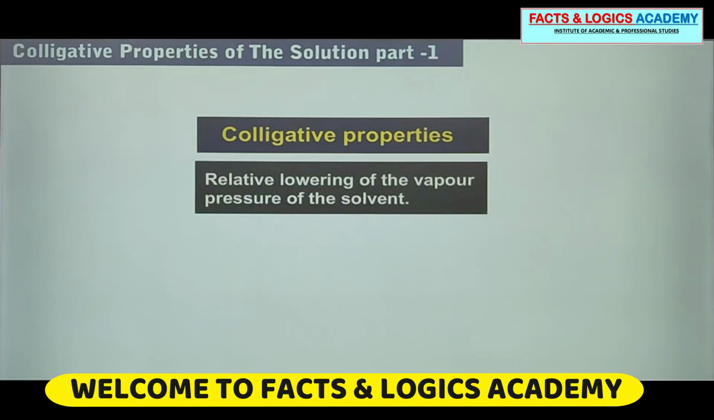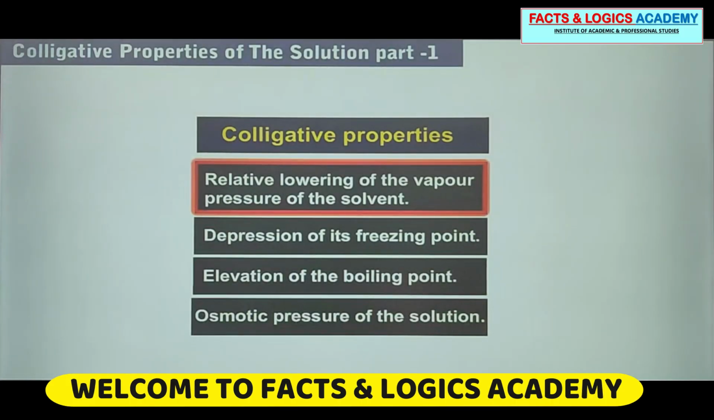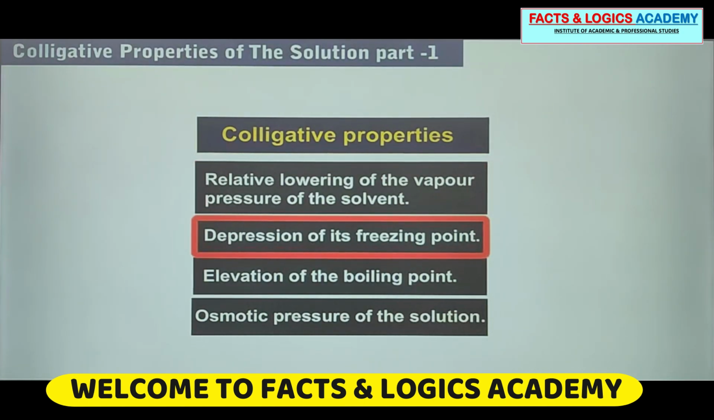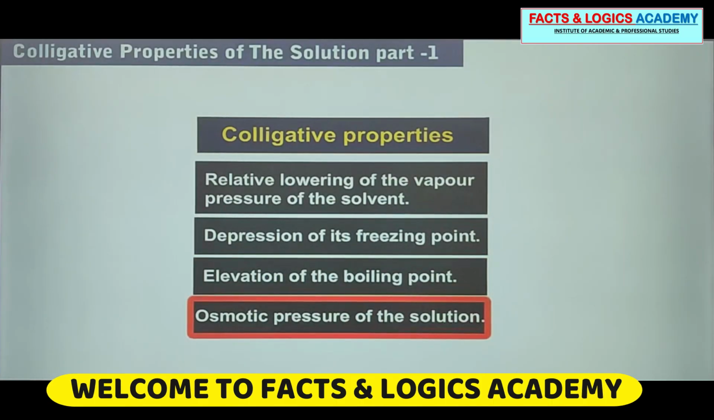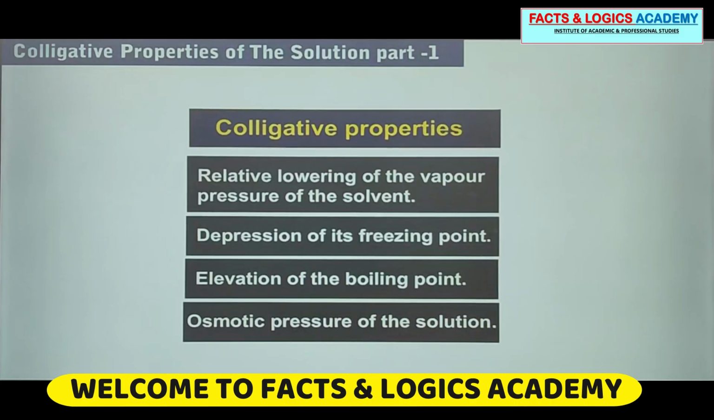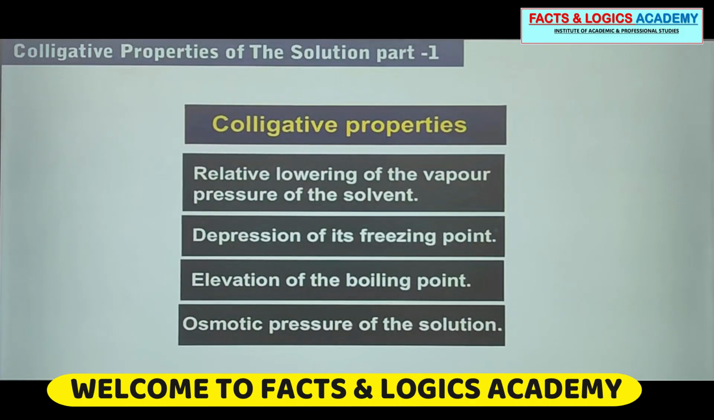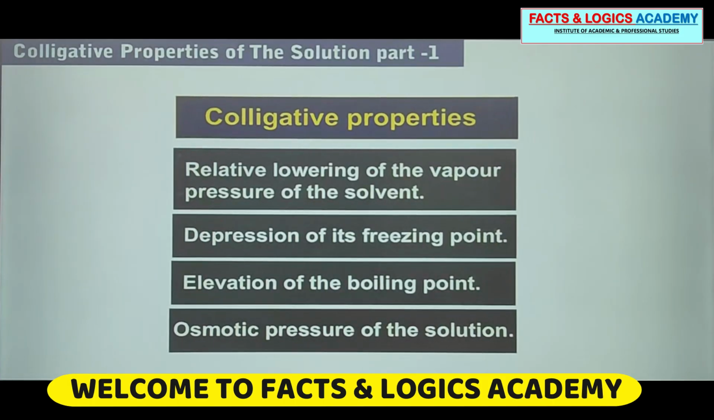Solutions containing non-volatile solutes exhibit the following colligative properties: relative lowering of the vapor pressure of the solvent, depression of its freezing point, elevation of the boiling point, osmotic pressure of the solution. These properties provide methods for the determination of molecular masses of the dissolved solutes. Let us first discuss the relative lowering of the vapor pressure of the solvent.